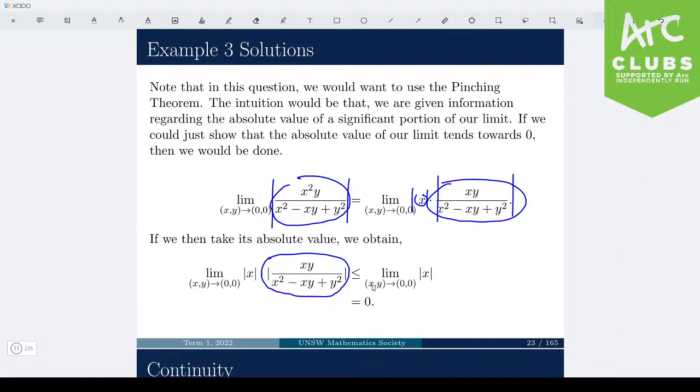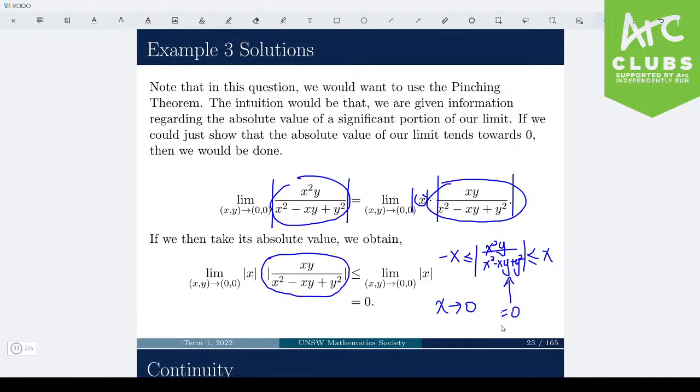If you're not sure how this is the pinching theorem, since this is the absolute value of x, we essentially have that this thing here is less than or equal to x, and is greater than or equal to -x. So as x approaches 0, both sides tend towards 0, so this thing on the inside must also be equal to 0. Okay.